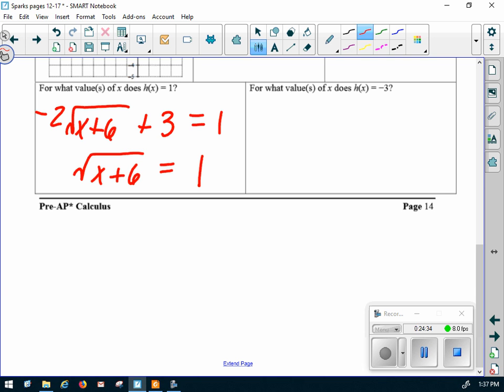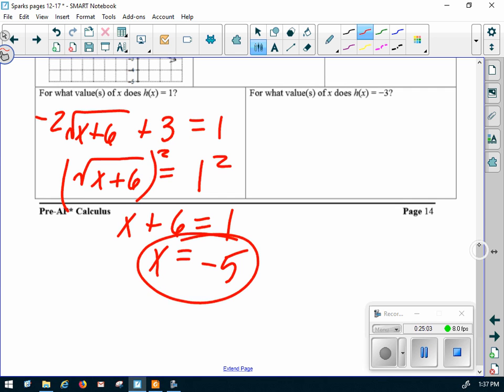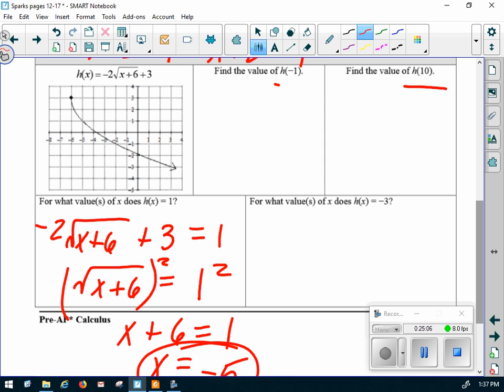You get that? Subtract 3, divide by -2. How do I solve that? Square both sides. Yeah. So if we square both sides, what do we get? Equals, x equals... When x is -5, does y equal 1? Oh, there we go. Right there. Ladies and gentlemen, that's the end of that lesson.